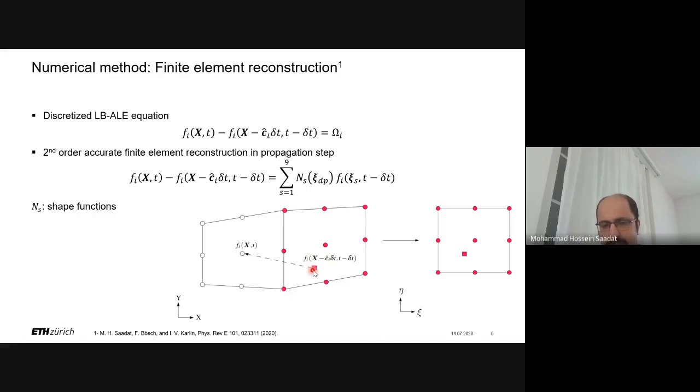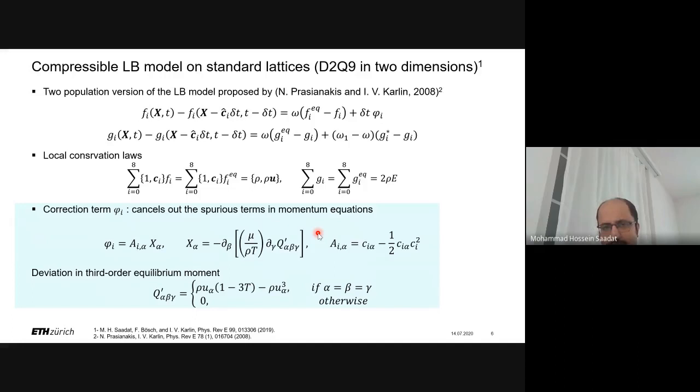So at this point, we have to do interpolation to reconstruct the populations at the departure point. The interpolation scheme that we have used is the second order accurate finite element interpolation using 9 collocation points, the red circles that you can see in this picture. After doing the propagation, we do the collision and compute the post-collision populations as in the standard lattice Boltzmann. So the ALE algorithm that I described so far is somehow general, and the final step is to apply this algorithm to a lattice Boltzmann model.